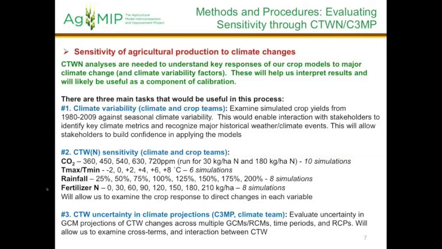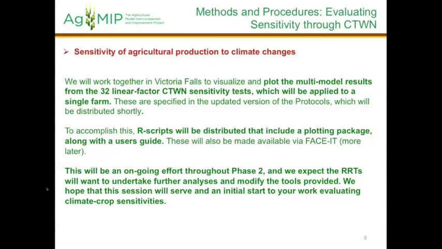We have at least 1 or 2 sessions currently on the docket to look at this stuff. We will work together to visualize and plot multi-model results. So DSSAT, APSIM, InfoCrop, any models that you're running, that you can perform these tests with. From the 32 linear CTWN tests. So I'm going to skip back a slide just for a minute. This refers to bullet point number 2 here. And importantly, these 32 tests will be applied to a single farm. This is also true for C3MP.